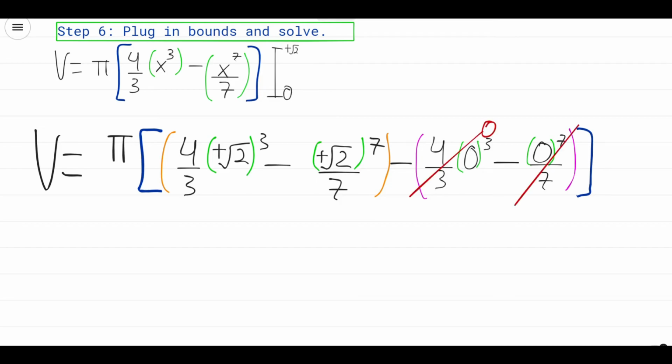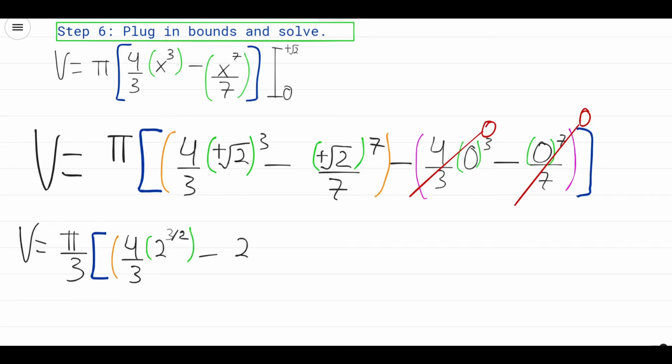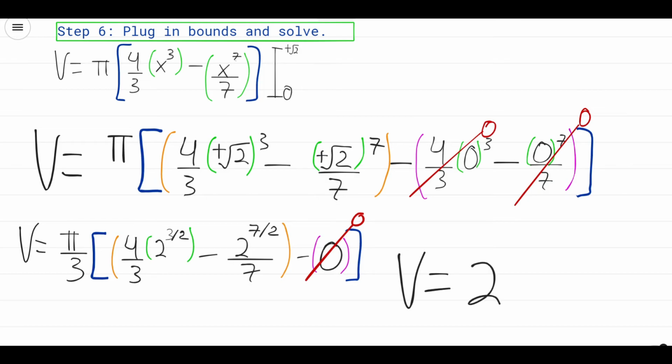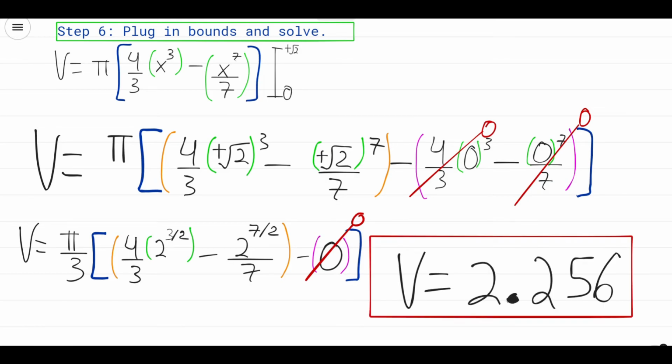We know those terms zero out, and what we're left with is the volume of pi over 3 times 4 over 3, 2 raised to the 3 over 2, divided by 2 raised to the 7th over 2. And how did I do that? I did that because the square root is also equal to the 1/2 power. So 1/2 times 3 is 3 over 2, 1/2 times 7 is 7 over 2. And of course minus 0. So when I plug this into my calculator, I got 2.256.